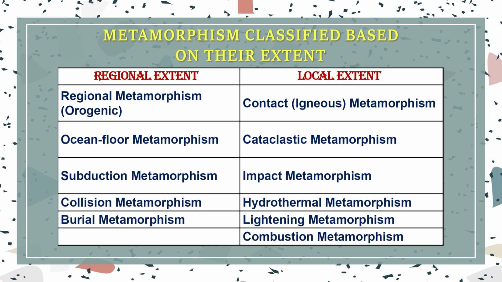Regional metamorphism is on my left hand side, whereas local metamorphism, which is local in extent, is on my right hand side. The regional metamorphism is mostly connected with the orogenic belts. Ocean floor metamorphism, subduction metamorphism, collision metamorphism, and burial metamorphism are all classified under regional metamorphism, and they are regional in extent. In the local extent, we have contact metamorphism, where an igneous rock body produces metamorphism in the surrounding rock. Then cataclastic metamorphism, impact metamorphism, hydrothermal metamorphism, lightning metamorphism, and combustion metamorphism.